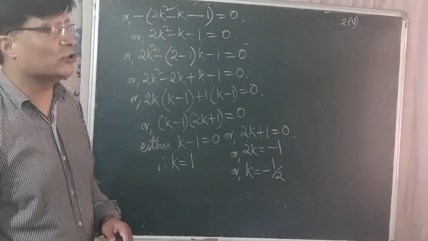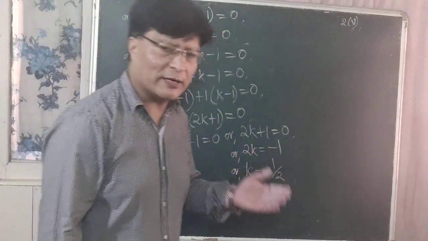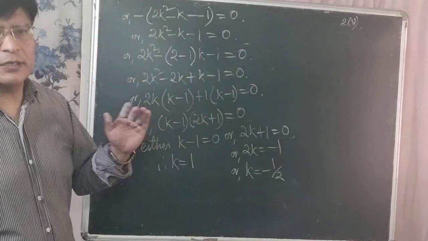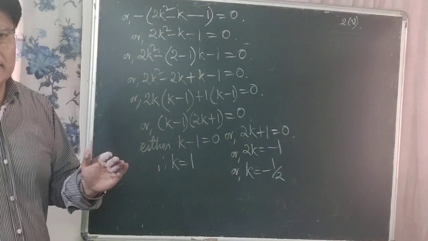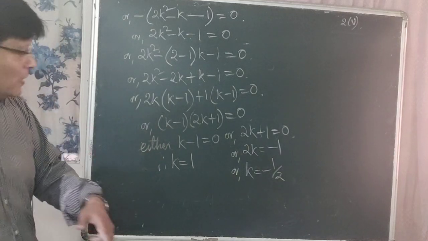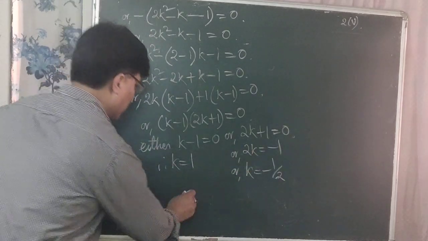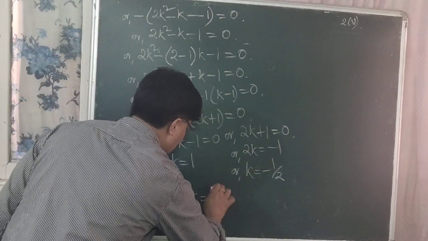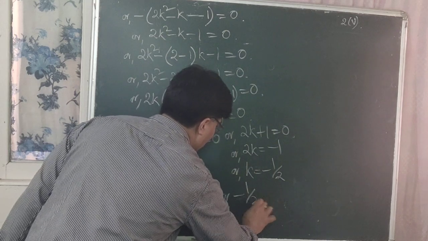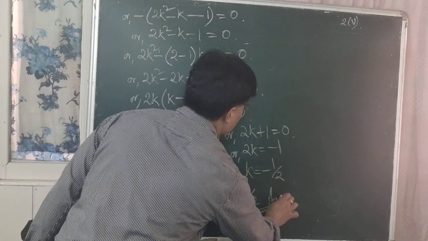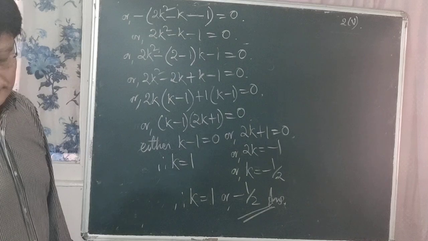The question asked, what are those values of k for which the given quadratic equation has real and equal roots? That is the answer, k is equal to 1 or minus half. Therefore k is equal to 1 or minus half. So this is the answer.